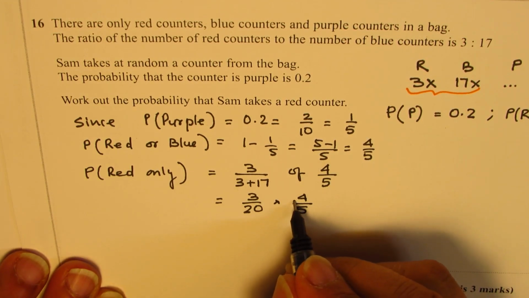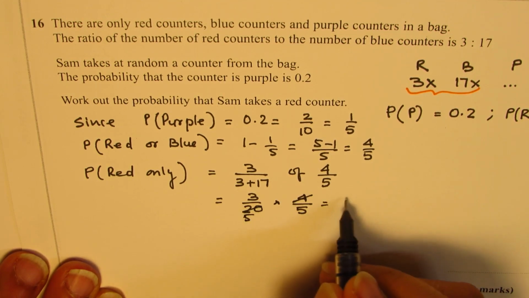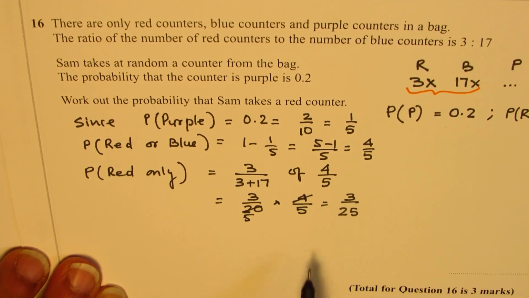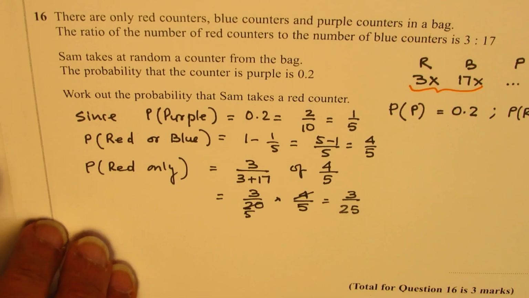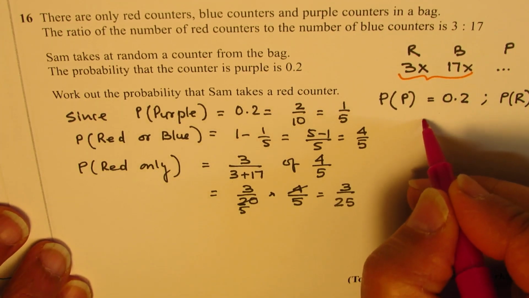So that gives you that we could actually simplify this. 4 goes into 20 5 times, so it gives us 3 out of 25. Clear? So that is how we can get the probability of red only. Right. So this is one way of doing it. Here is an alternate method.